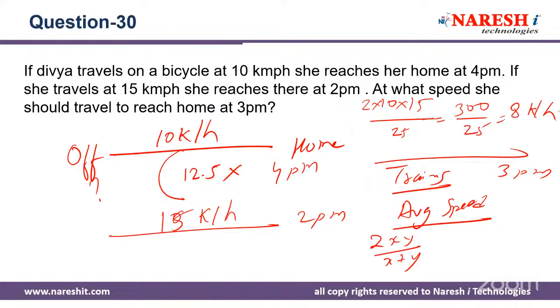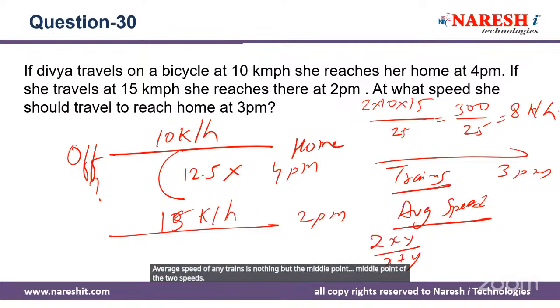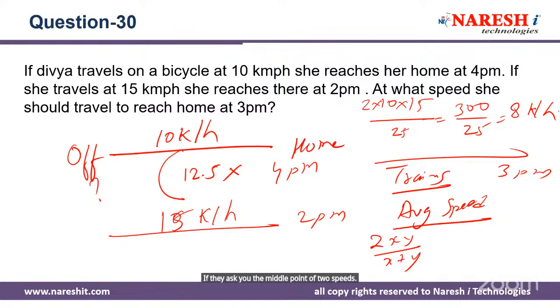Average speed of any trains is nothing but the middle point of the two speeds. If they ask you the middle point of two speeds, 10 and 15, middle will not be 12.5. Middle means you have to find average speed with these methods.